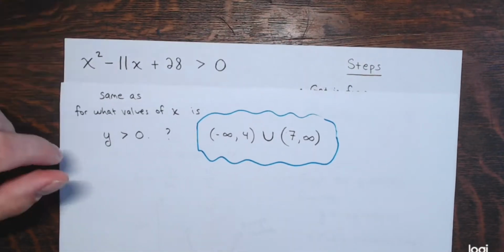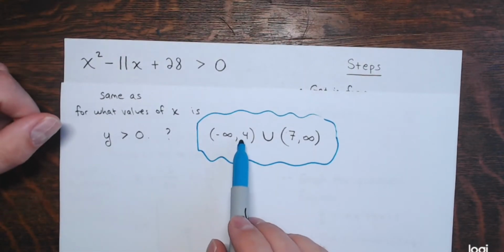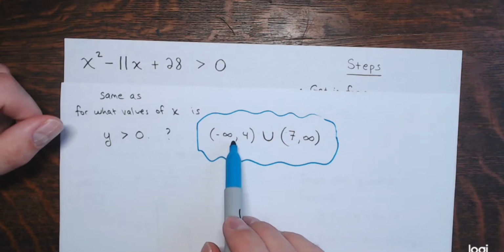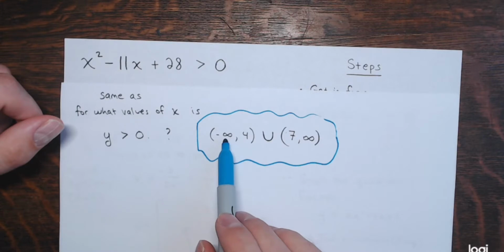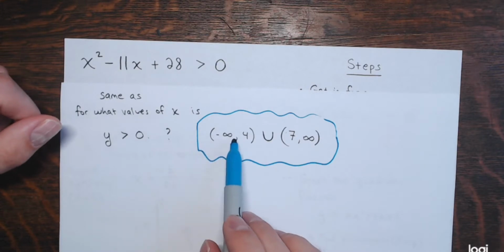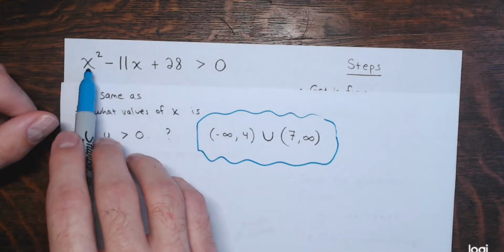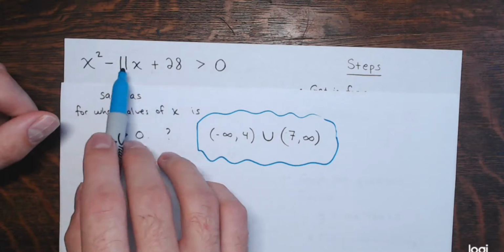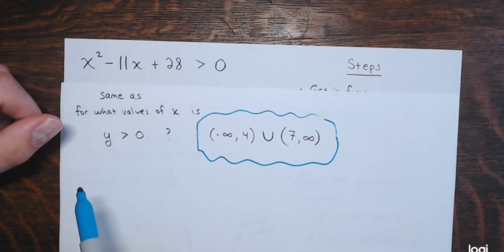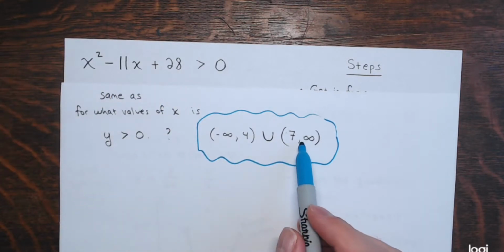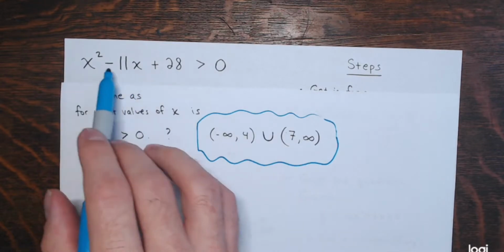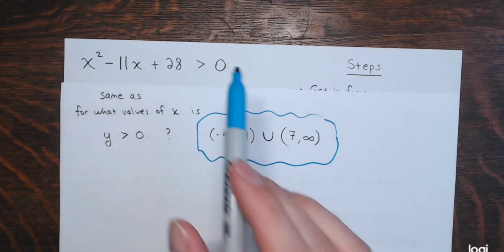All right, and you can test it out. Pick any value less than 4, say 3, 2, 1, 0, negative 5.2, negative a million, whatever. Plug it in for x, and the value on the left will be greater than 0. Same thing for these numbers. Pick any number greater than 7, plug it in, and this will be greater than 0.